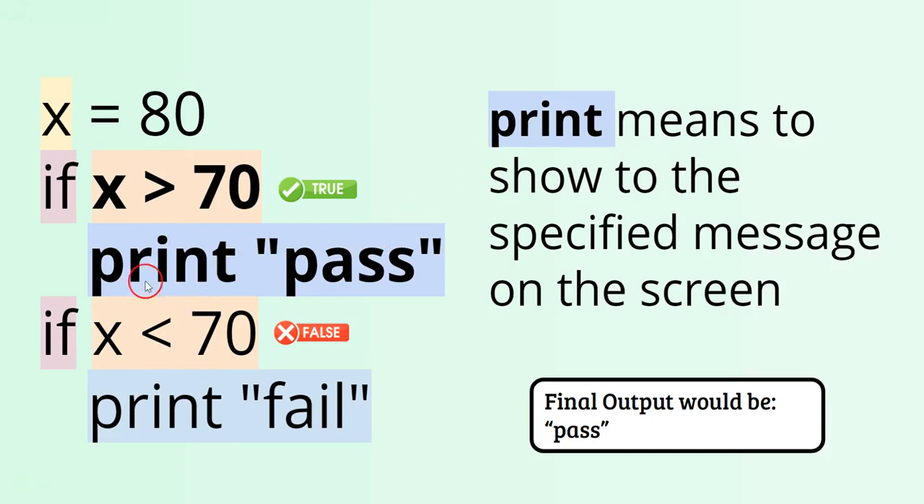So what print means right here when it says print pass, print just means to show that message on the screen, right? So you tell the computer, hey, show me this message. So if the score is 80, which is greater than 70, we're going to print the word pass. So your final output on the screen would be the word pass.